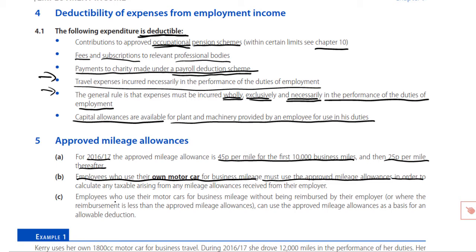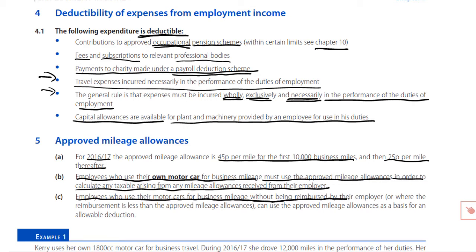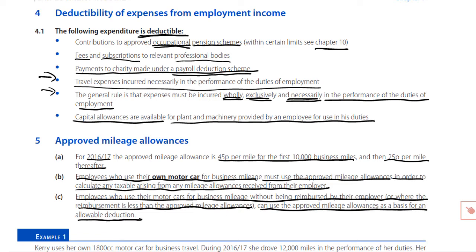And that we use in order to calculate whether there was any taxable income arising, any taxable benefit arising from any mileage allowances received from their employer, but also employees who use their cars for business mileage without being reimbursed by their employer, or more likely, whether reimbursement is less than the approved mileage allowance rates, then we can use the approved mileage allowances as a basis for an allowable deduction.